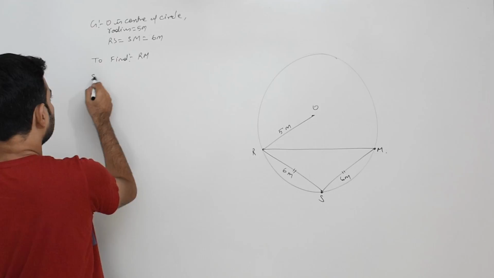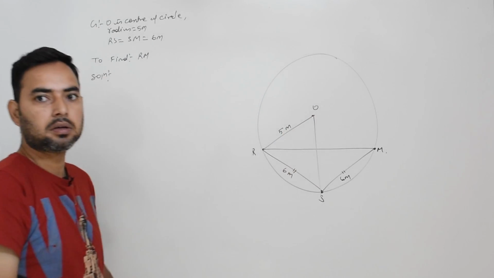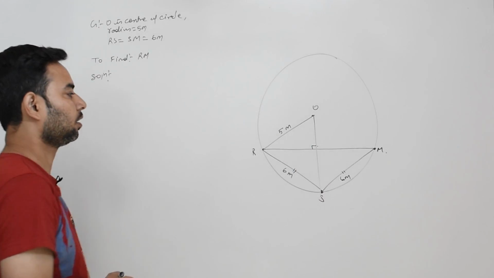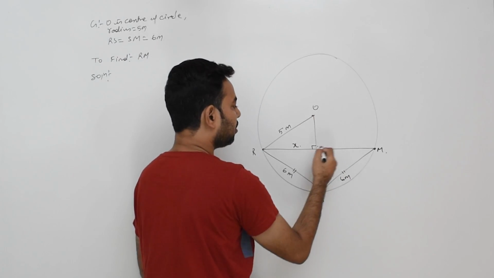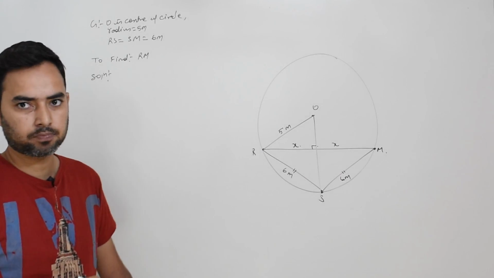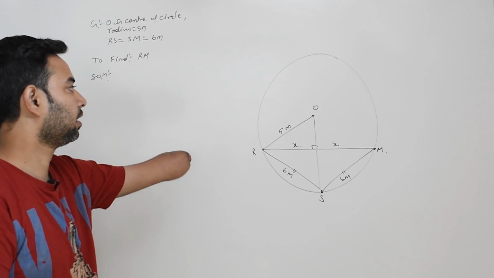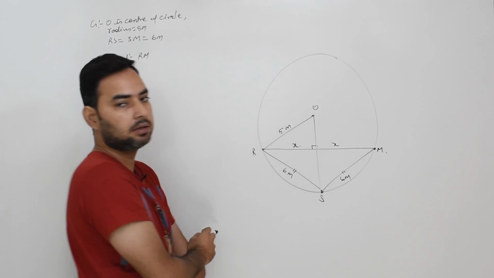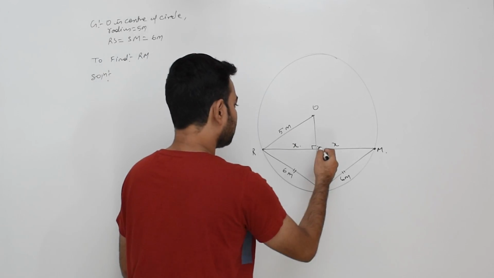अब solutions देखेंगे हम. OS को ड्रॉ कर देते हैं, then simple हो जाएगा एकदम। इसको x ले लिया, so perpendicular from center to the chord bisects the chord, so ये x तो ये भी x, so RM is nothing but 2x. So for finding that, we will find out the area of triangle ORS. If this is 5, this is also 5.